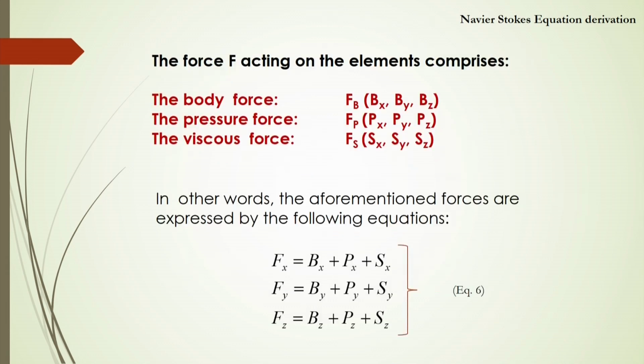After that, a question is what type of force is actually acting on this fluid element. There are different types of forces that could be acting on the element. These forces comprise body force, pressure force and viscous force. The body force will be represented by Fb, and this Fb will have 3 components in the x, y and z directions, that is bx, by, bz. That means in the x, y and z directions the body force will be bx, by, bz.